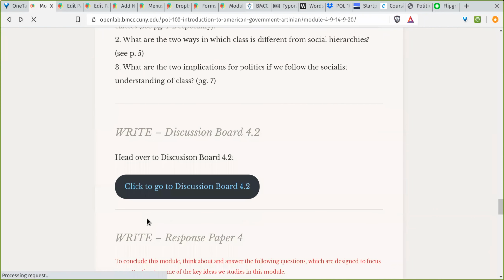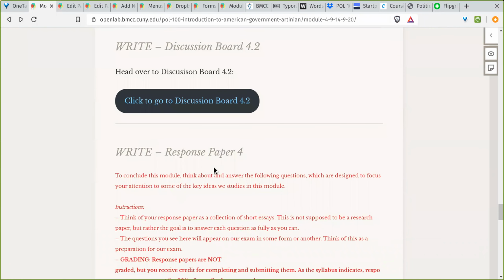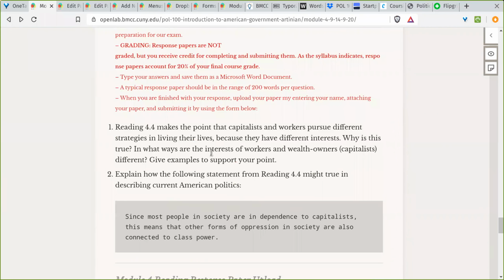Lastly, last thing for module 4 is your response paper. And these are basically short essays. Okay, 2 questions. 1, reading 4.4 makes the point that capitalists and workers, in other words, wealthy people and people who do not own wealth, workers, pursue different strategies in living their lives. Why? Because we have different interests. The interests of a billionaire or a millionaire like Donald Trump are very different than the interests of you and me.